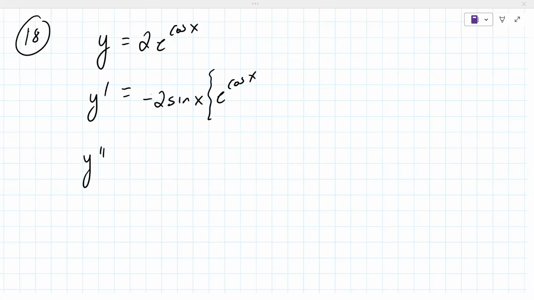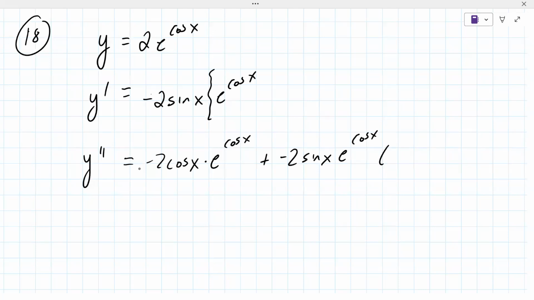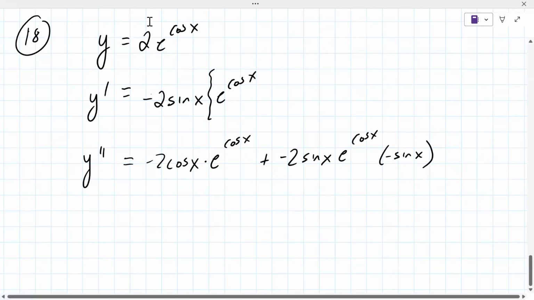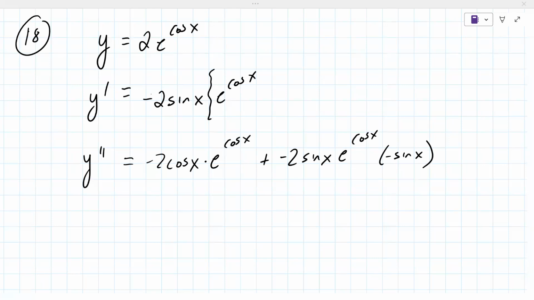Okay, I got negative 2 cosine x times e to the cosine x, plus negative 2 sine x times e to the cosine x times negative sine x. Good. All right. That works. Any questions on that or concerns? No, I'm good on that.